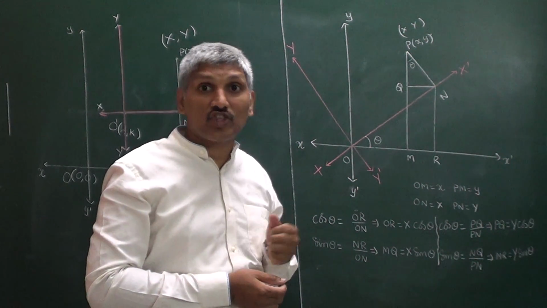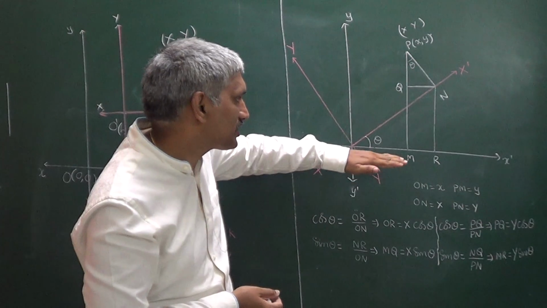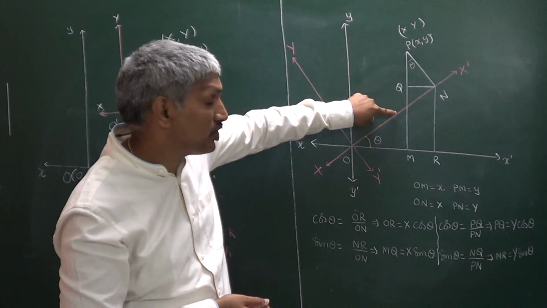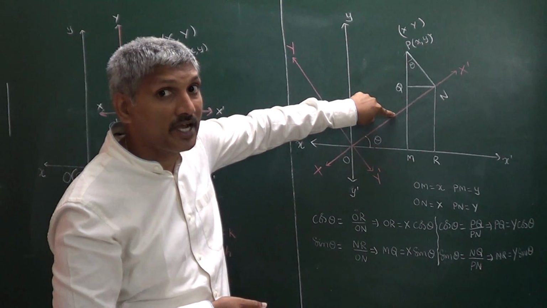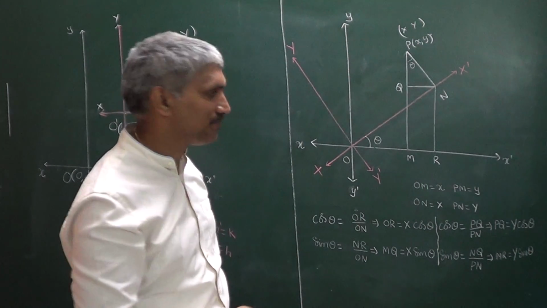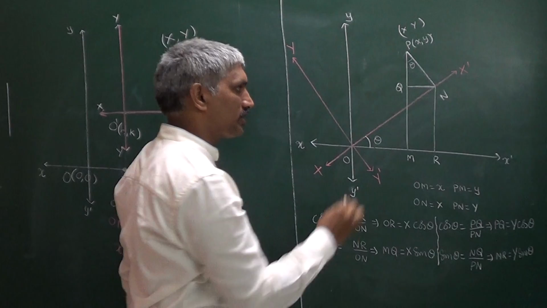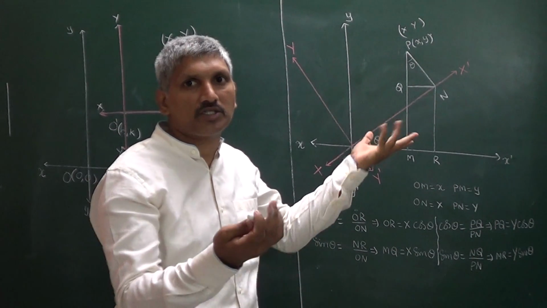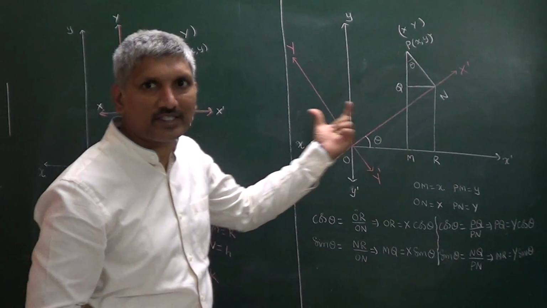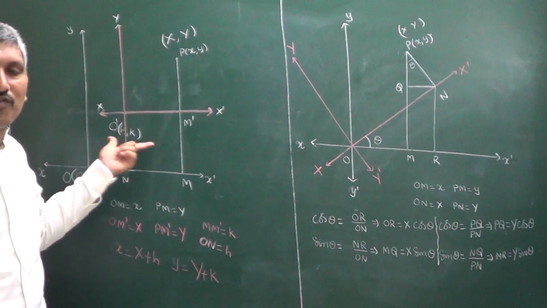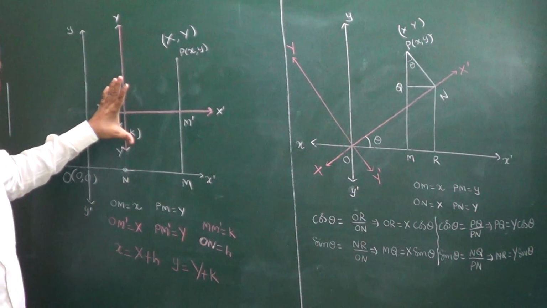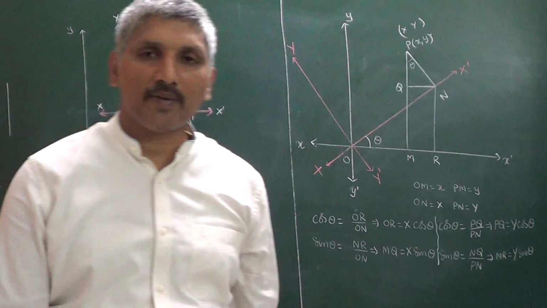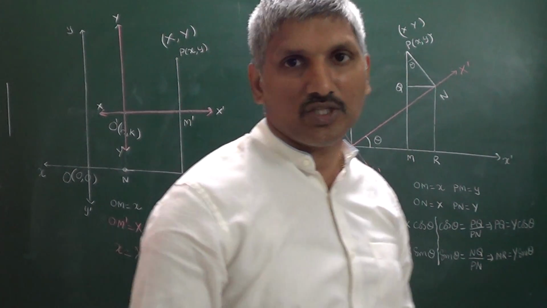Whereas here, without shifting the origin, the axes are rotated through an angle theta. This is the original x-axis and this is the new x-axis after rotating through an angle theta in the anti-clockwise direction. So this is the angle theta. If the x-axis is rotated, the y-axis automatically also rotates. So this is the rotation of axis and this is the translation of axis. Shifting without rotation, whereas here it is just rotated. These are the two different types of transformations we are going to discuss in this class.